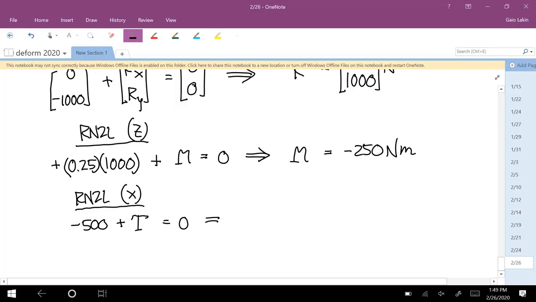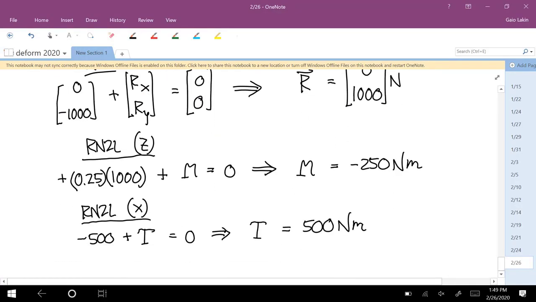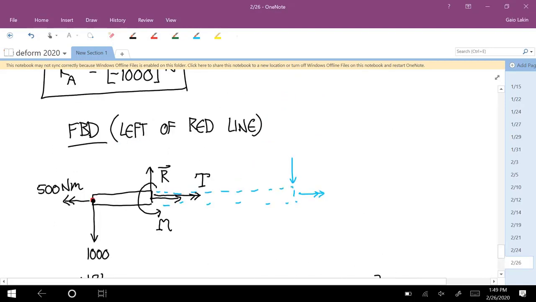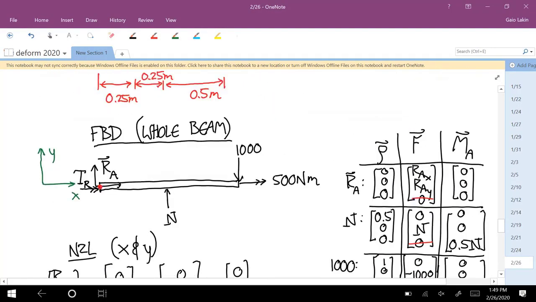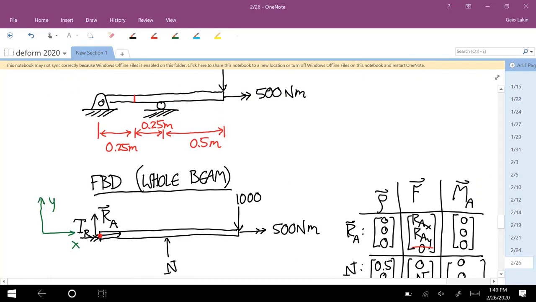They add up to 0. And so that internal torque is positive 500 Newton meters. Okay, so that's the idea, except we did all this work and just calculated the internal loads at this point, okay?